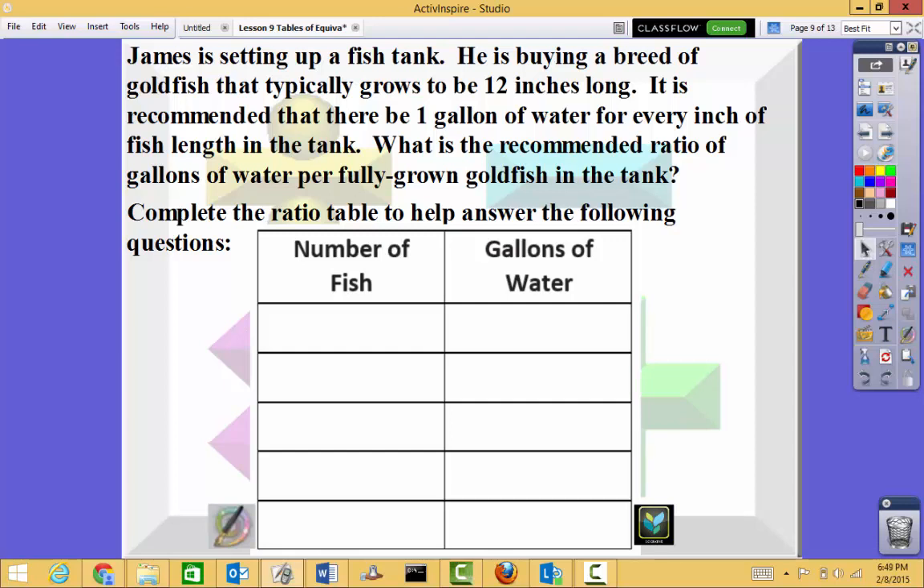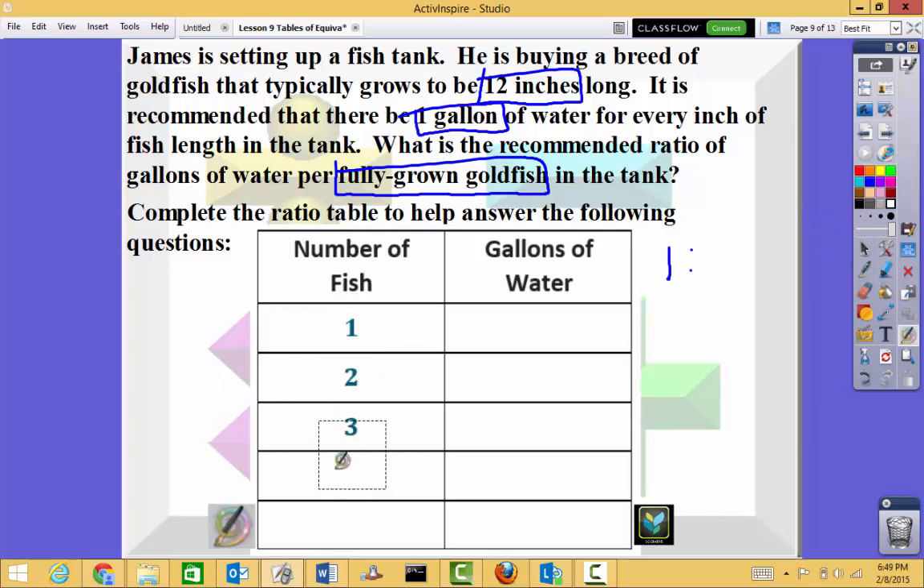So what I need to do is first notice it says fully grown goldfish. How big is a fully grown goldfish? Well, that's that 12 inches. For every 12 inches I need 1 gallon of water. So it's asking us now to complete the ratio table. Well, my ratio is going to be 1 goldfish. And how many gallons of water is that? Well, let's start here. 1 goldfish. And actually, I think we're going to do our number of goldfish first. 2 goldfish. I'm just adding 1 each time. 3 goldfish. 4 goldfish. 5 goldfish.